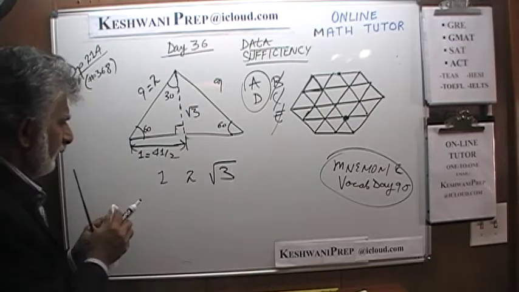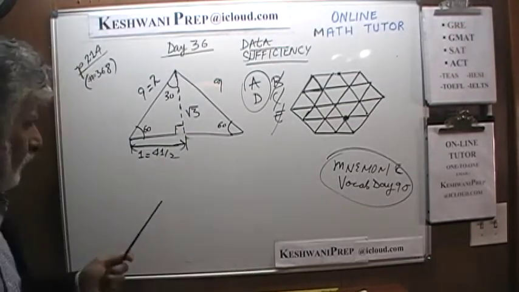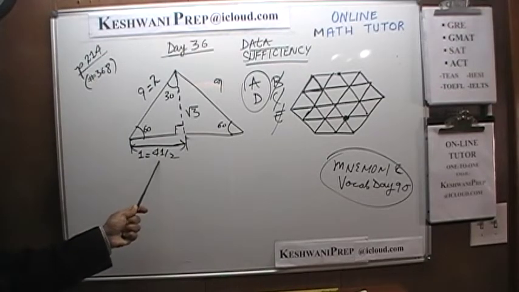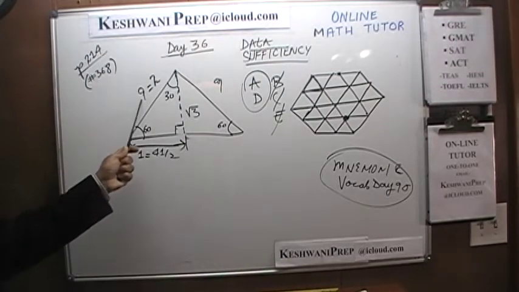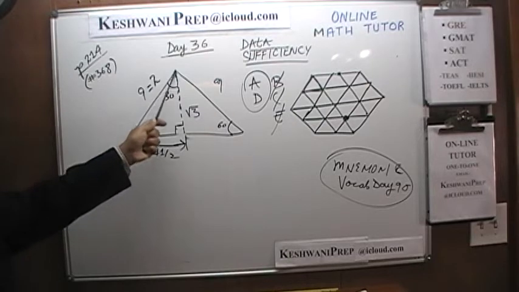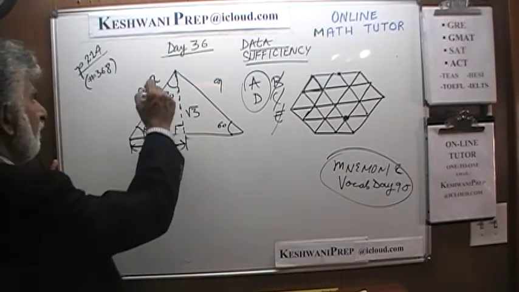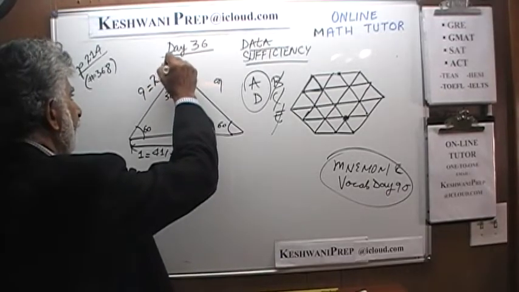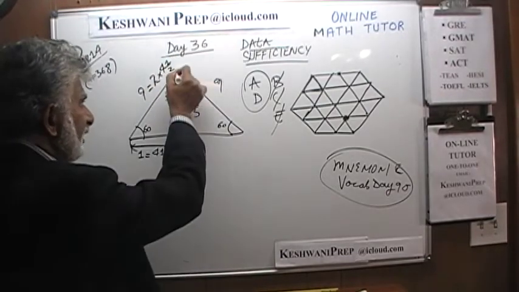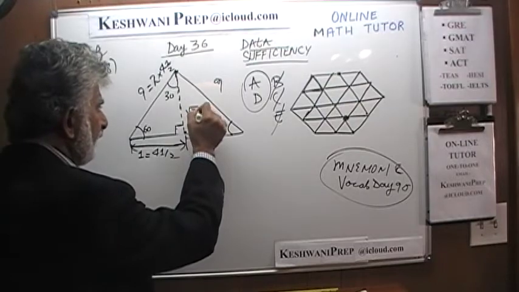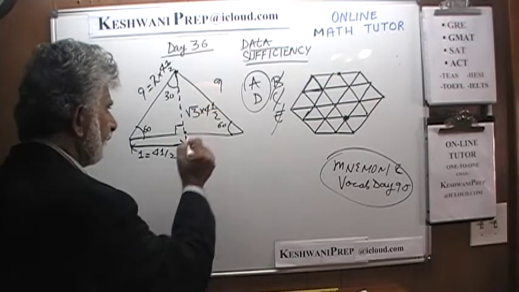Now watch what happens. So now we know they're a multiple of 4.5. Of course they're a multiple of 4.5, because that's how we're going to get 9. This side is 2, but in reality it is 9, which means we need to multiply it by 4.5. Which means this height that we are interested in is root 3 times 4.5.